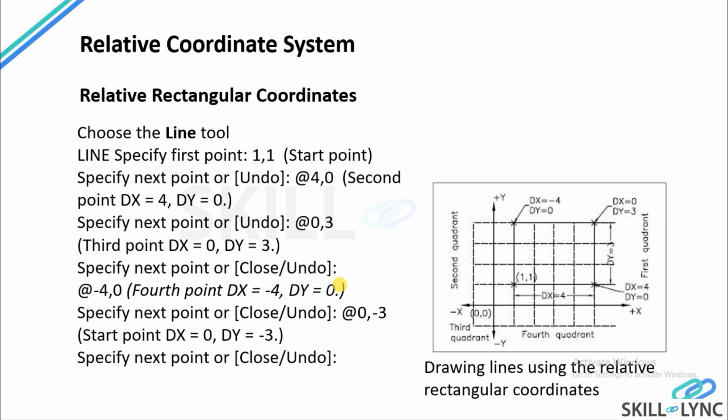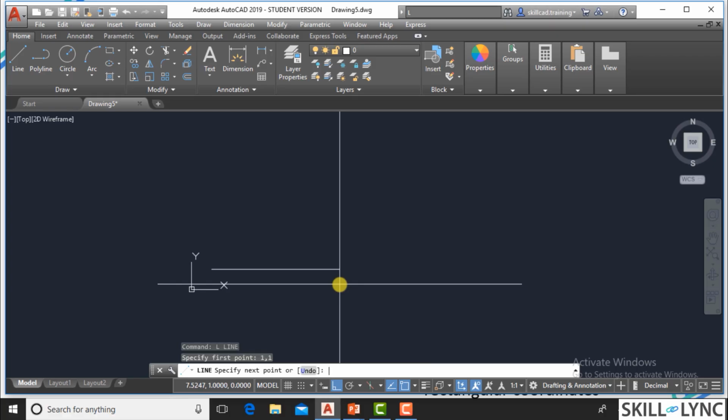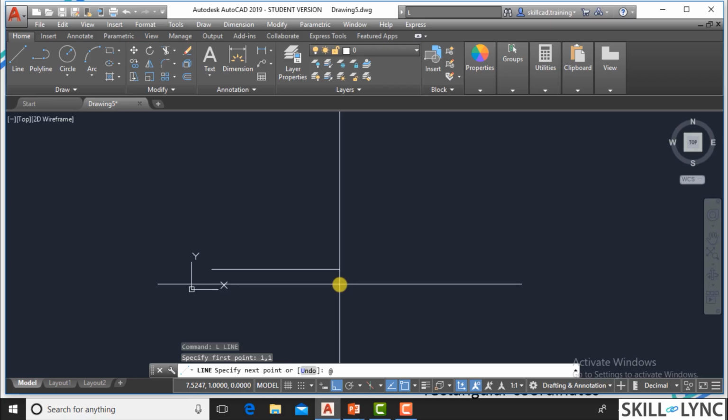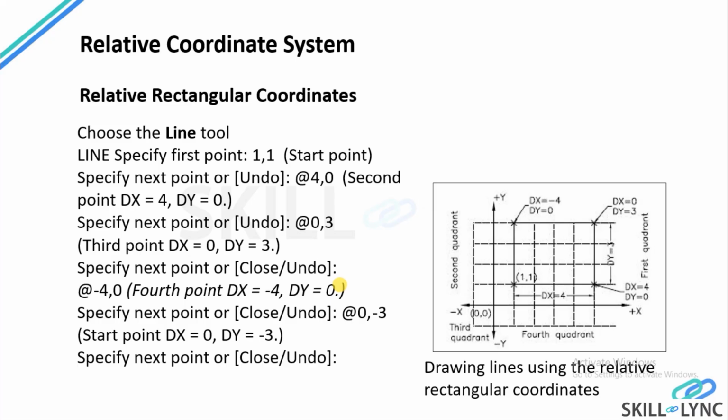Pick the line tool, and the first point is 1 comma 1. Because we don't need an @ here, the next point is @4,0. Write it down over here. The next point, delta x is 4 and delta y is 0.